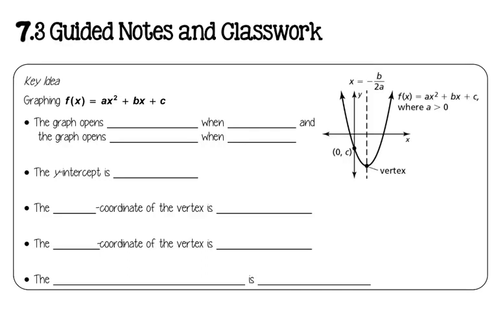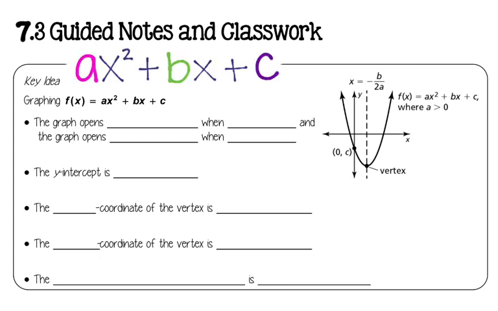These are the guided notes for 7.3 in Algebra 1. In this lesson, we are now looking at ax squared plus bx plus c. So that's the key here, is we've got this a, we have this b, and we have this c. We're going to use those three letters to help us figure out what's going on with the parabola.